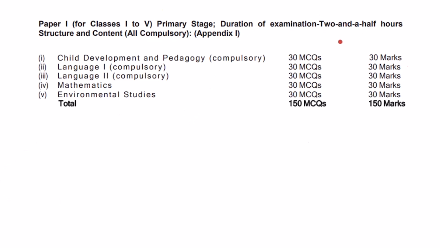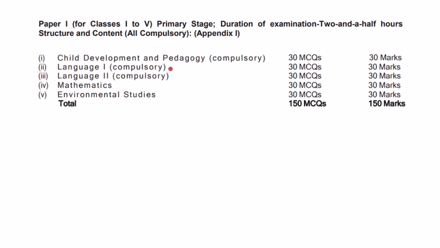The duration of the examination is 2.5 hours, and these are the 5 portions in paper 1. First, child development and pedagogy. It is of 30 marks and you will get 30 MCQs. Language 1, 30 MCQs, 30 marks. Language 2, 30 MCQs, 30 marks. Now what is this language 1 and language 2? What is the difference between these two?